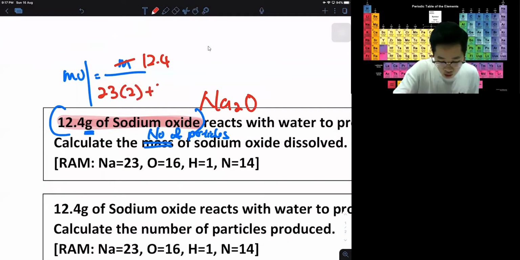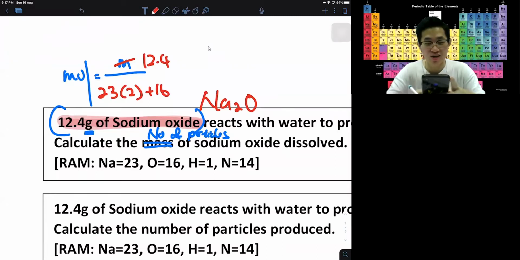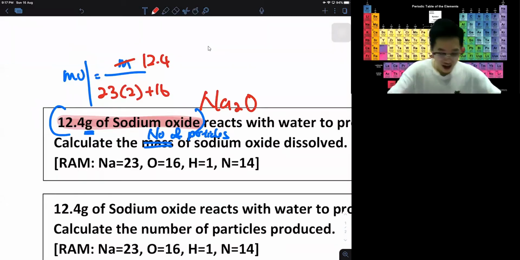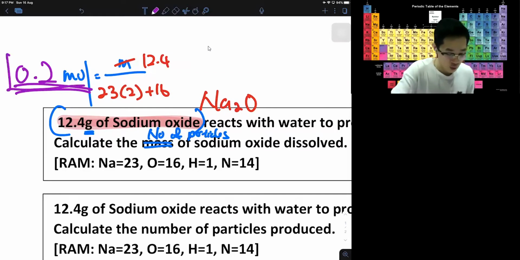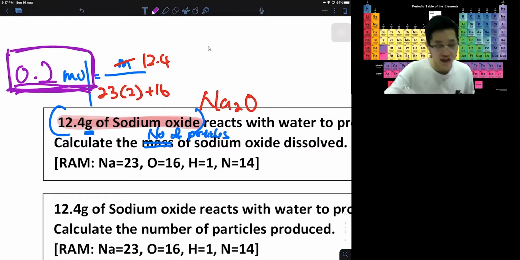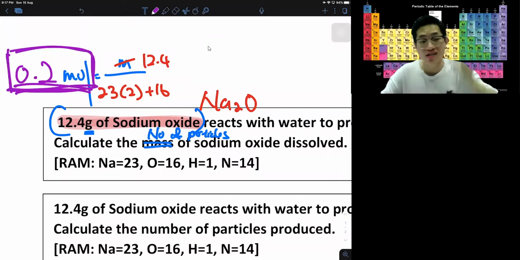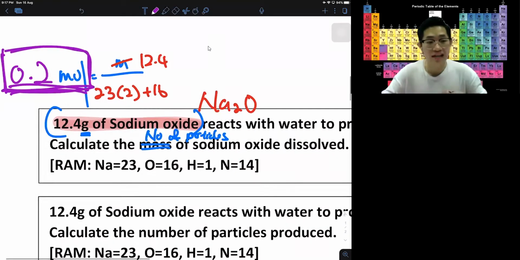Let me press my calculator. Na2O, 12.4 divide by the molar mass. You are going to get 0.2 mole. This is a normal question, 0.2 mole. And then I will straight away use this mole to calculate the next thing. No ratio needed because this is the normal question. They want to find the number of particles.